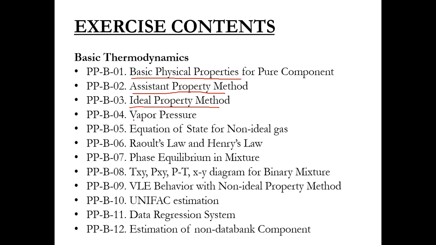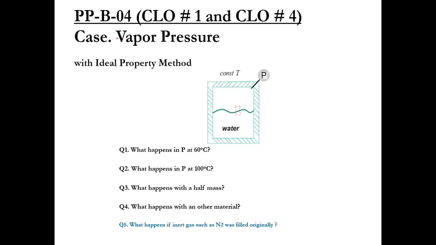So today's activity is related to the estimation or calculation of vapor pressure for pure components in Aspen Plus. Let's quickly go to this activity and see what the simulation requirement is and how we will simulate it. This activity, which is our activity number 4, is related to CLO number 1 and CLO number 4. CLO number 1 is basically related to the fundamentals or basics of this course, and we will study how we have achieved this CLO. CLO 4 is related to analysis, and obviously this portion includes the analysis as well.